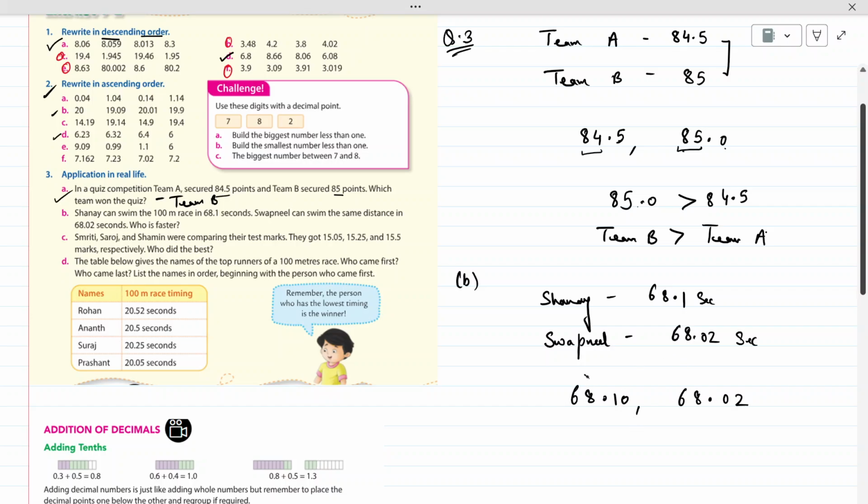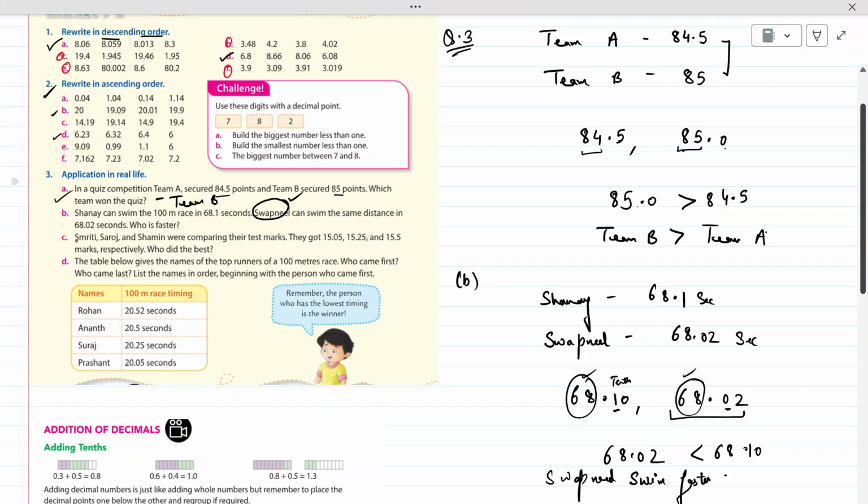Let us compare the whole part. 68 and 68 are same. So what we will do? We will move to the 10th part. This is the 10th part. Here we have 1 and here we have 0. And we know 1 is greater than 0. So that means this is the smaller number. I can write 68.02 is lesser than 68.10. So Swapnil swims faster, right? So this is Swapnil who won the competition.